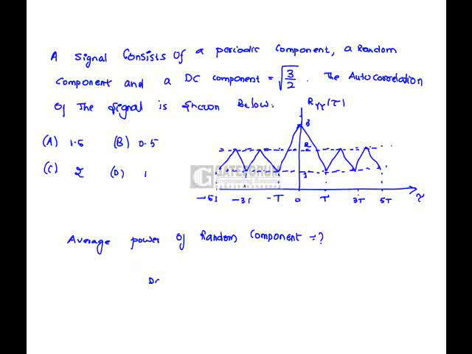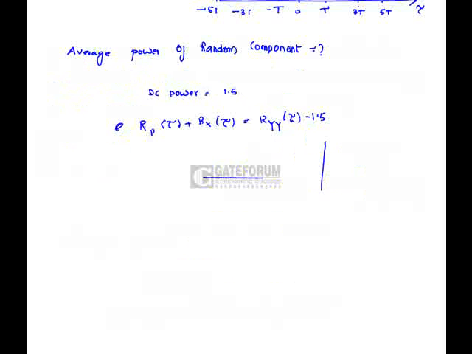So the DC power is equal to 1.5. So the autocorrelation function due to the periodic component, Rp(τ), plus the autocorrelation function due to the random component is equal to Ryy(τ) minus 1.5. So here, this is Rp(τ).